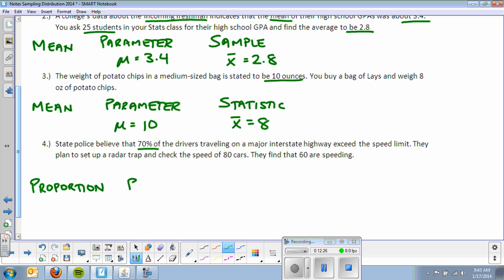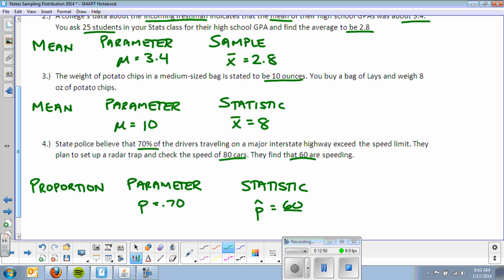So the parameter is the true percent that are speeding, and that's 70%. Now, out of the 80 cars, that's a sample. We find that 60 are speeding. So because that's from the sample, that's a statistic. And we get p hat equals 60 out of 80, which is 0.75.